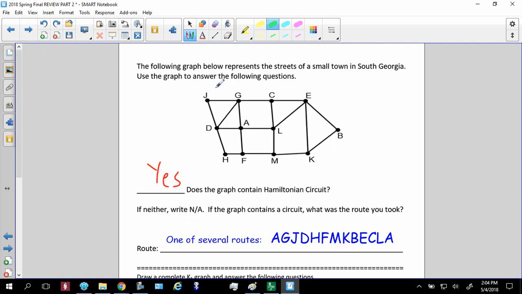All right. Does this have a Hamiltonian circuit? A Hamiltonian circuit means, can I connect the dots? And no, I don't have to touch every edge, but every dot has to be touched. And this is just one of several ways that I found to connect the dots. And I was able to get back to my starting point.